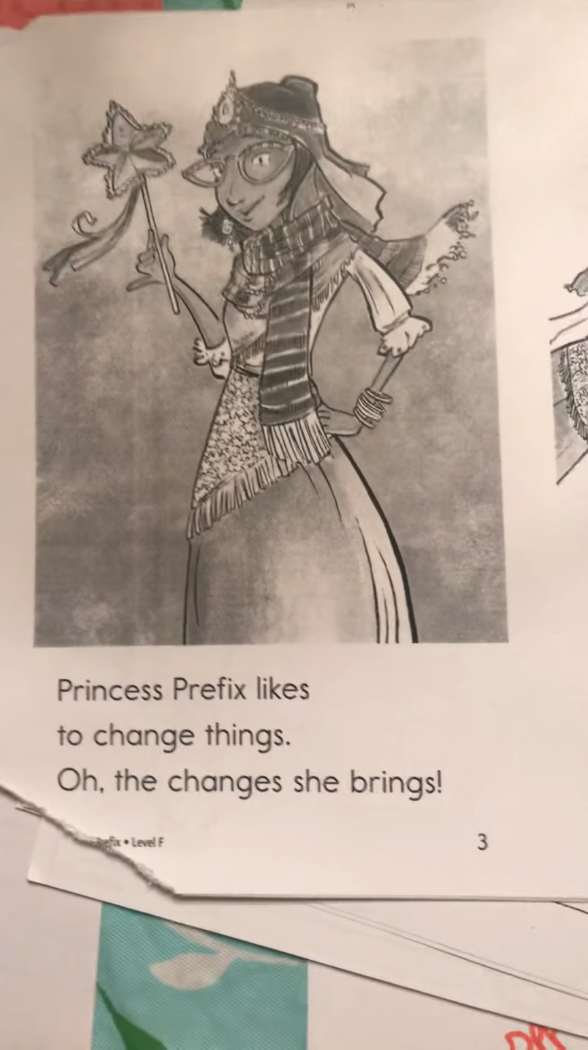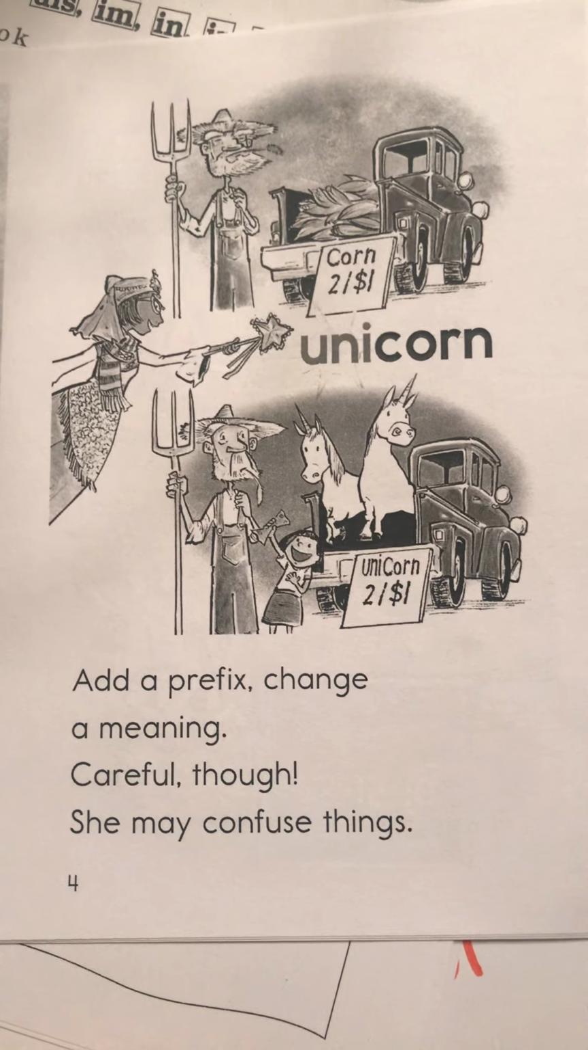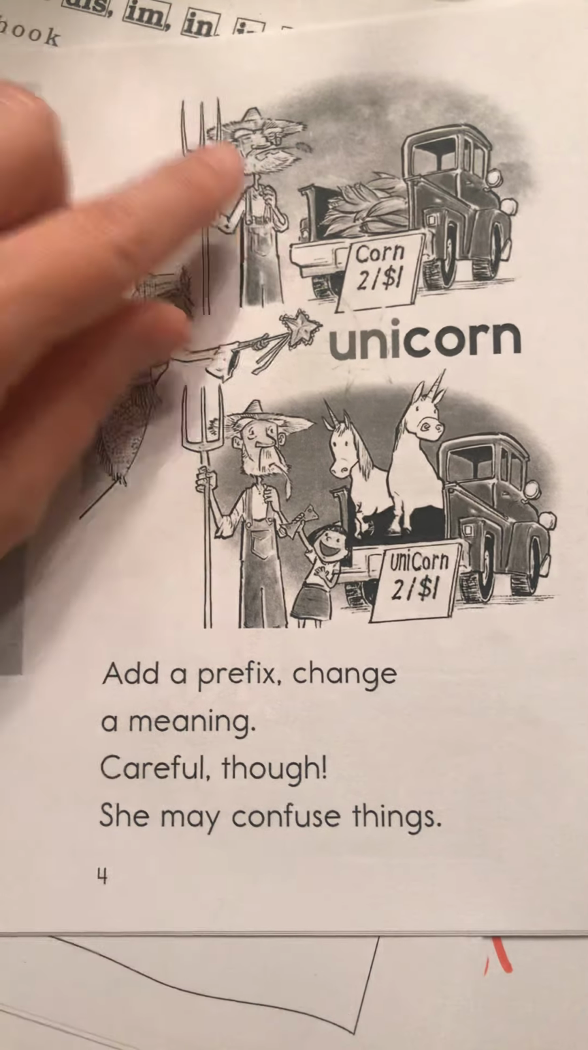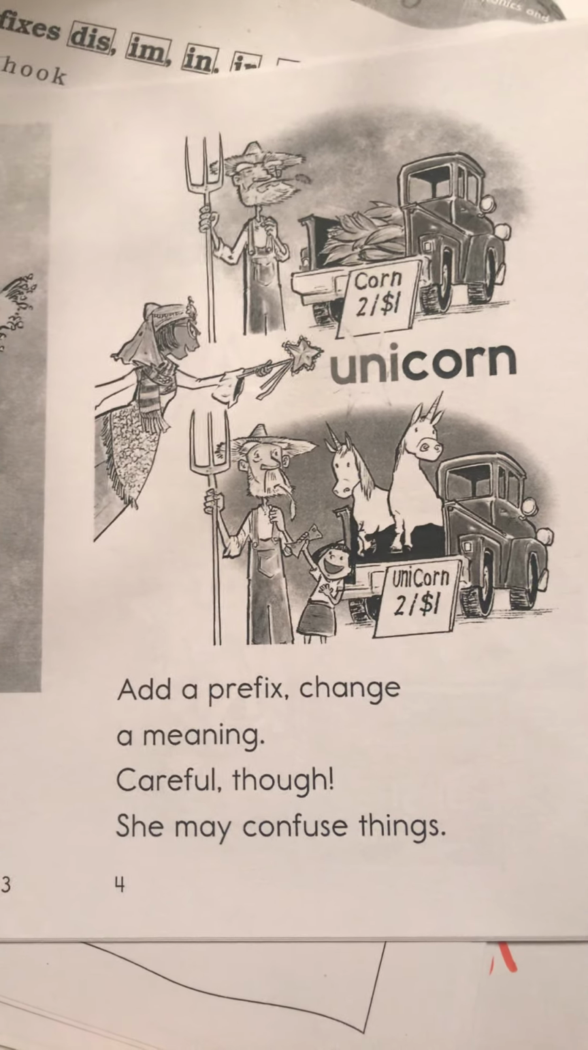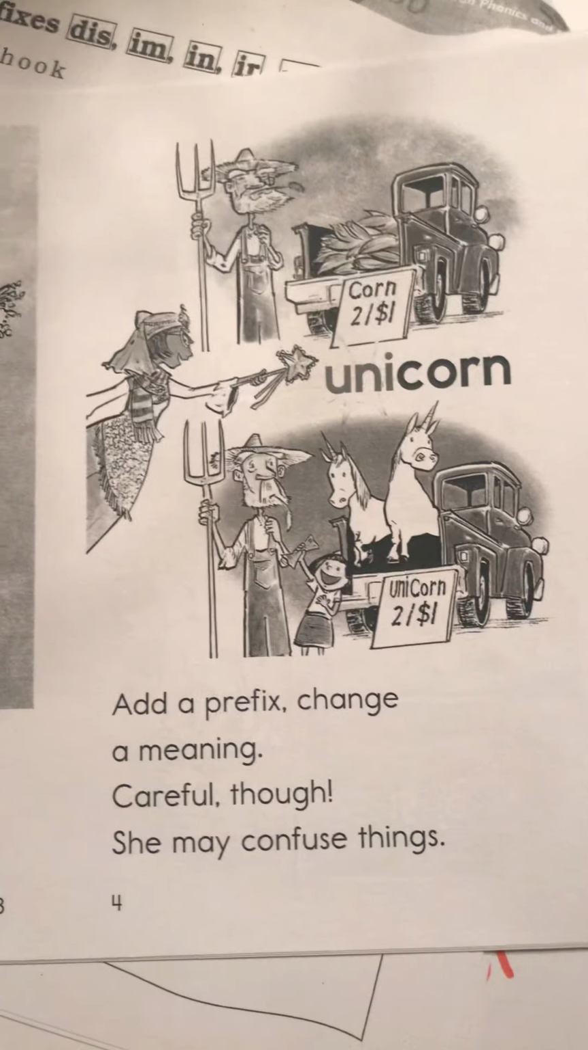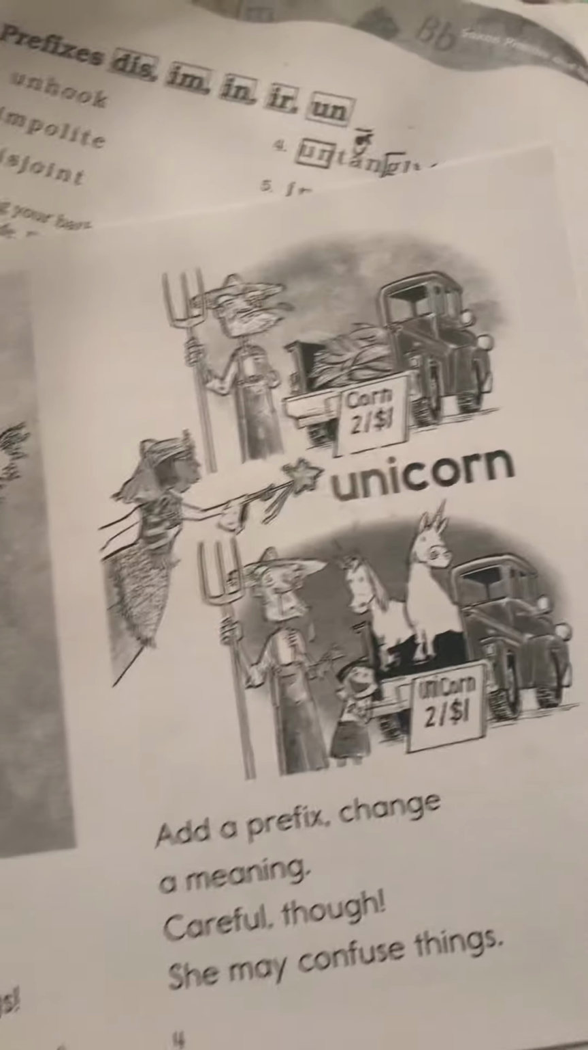On each page, there's going to be some prefixes on there. Like, if you see this one, you'll see that she has corn. She added uni to it, and now it's unicorn. So what I want you to do is go through each page and find those prefixes, and then you can circle the prefixes, box them, however you really want to do it. That's up to you. I really like this story though. I think it's pretty funny, especially when you're doing corn and then they changed it to unicorn.